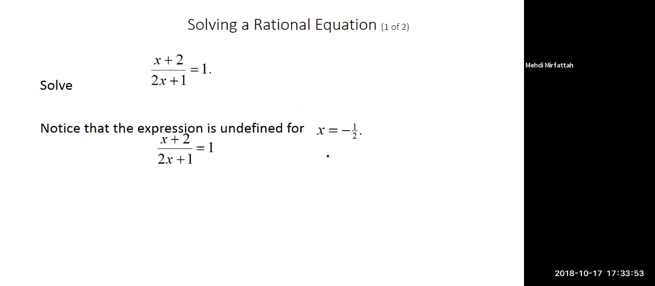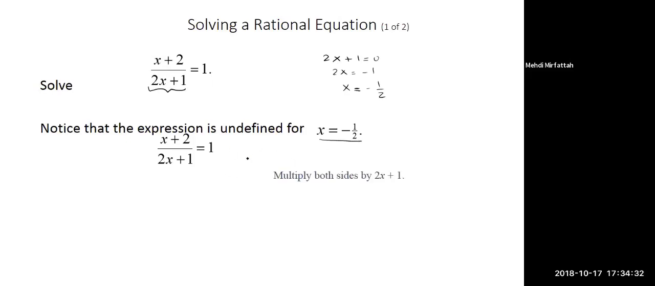Solve x plus 2 over 2x plus 1 is equal to 1. You notice that the expression is undefined for x equal to minus 1/2. On the bottom of the fraction, 2x plus 1, if that is equal to 0 and I solve for x, it would be equal to minus 1/2, and that value would cause this whole expression to become undefined. That's why we have this note here.